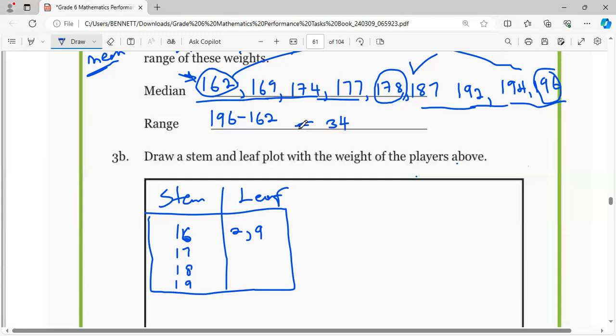So for example, 174. Remember now we already arranged it in ascending order, so it should be very easy. Put the 4, then 177, put the 7. So easy because the 17 is there already. We're done with the 7s now. On to the 8s. Only one in the 8s though, 187, so we just drop the 7. For the 9s, we have 2, 4, 6, so that's 192, 194, 196.